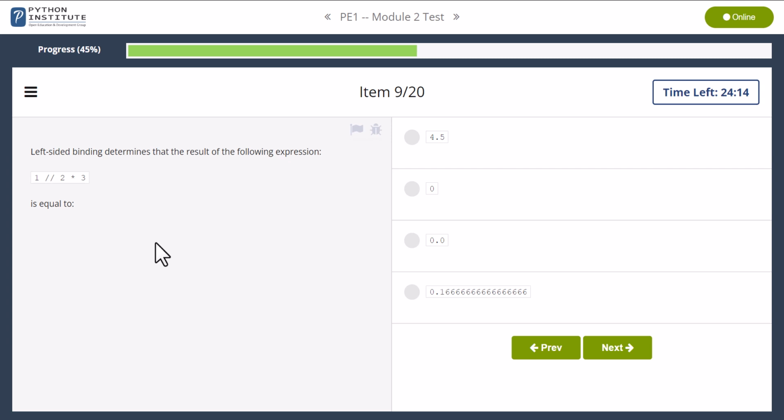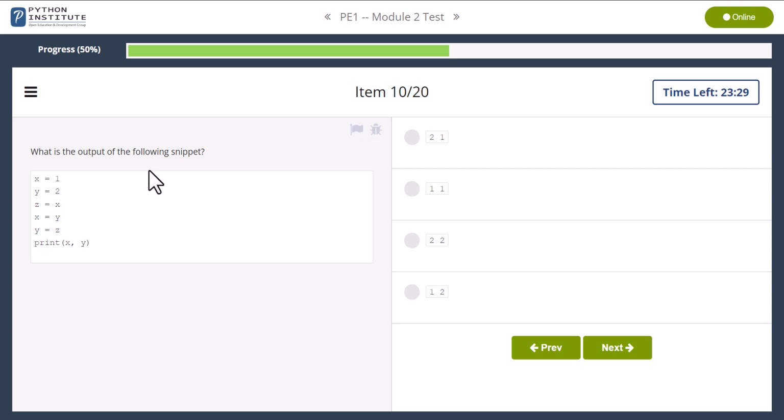Left-sided binding determines that the result of the following expression, 1 integer divided by 4 multiplied by 3, is equal to... So these operators, they are of the same priority, right? So we should go from left to right. 1 divided by 2, and this is the integer division, will produce 0, and 0 multiplied by 3 will produce 0. And because all operations here are integer, then the result will be this 0. This is the integer 0, not the float 0 over here.